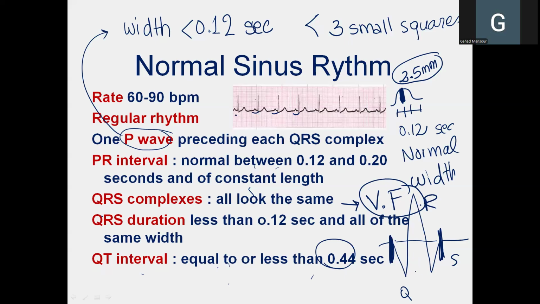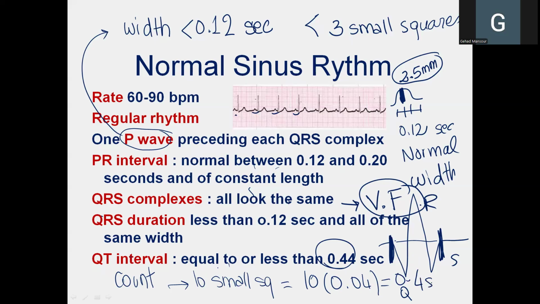0.44 seconds. For example, you count the squares in the QT interval, and you find that they are 10 small squares. 10 small squares means what? 10 multiplied by 0.04, which means 0.4 seconds. So it is less than 0.44 second, and it is normal.